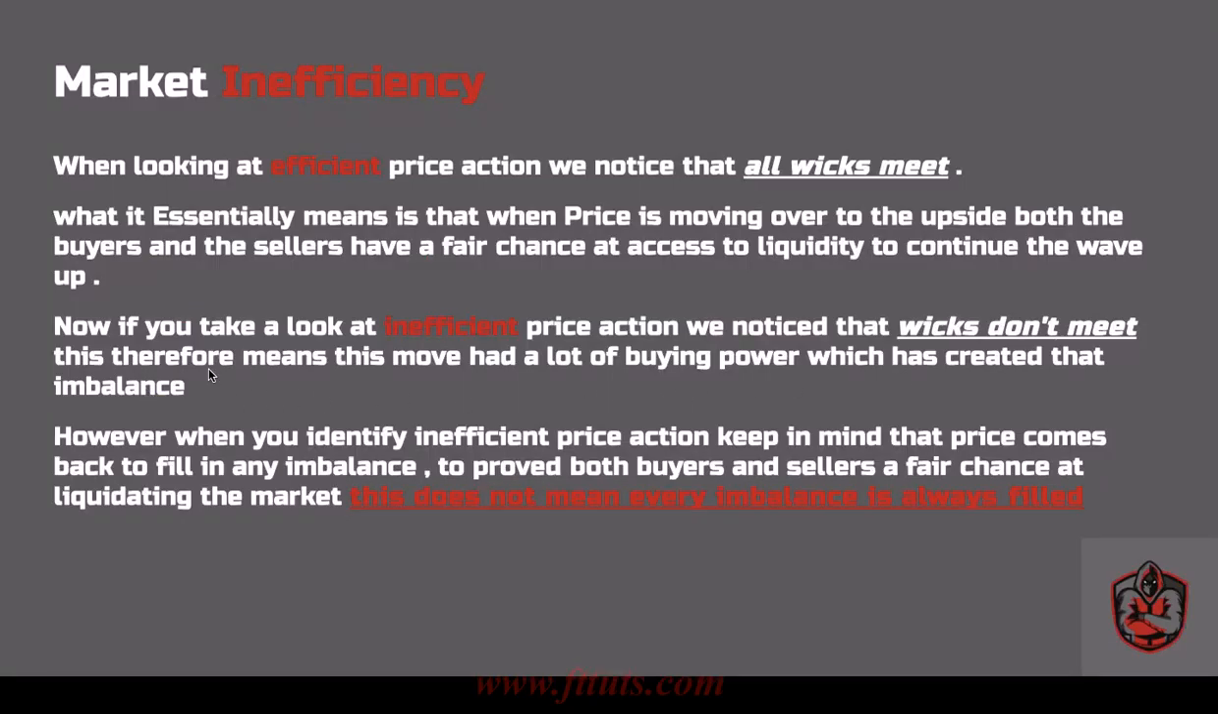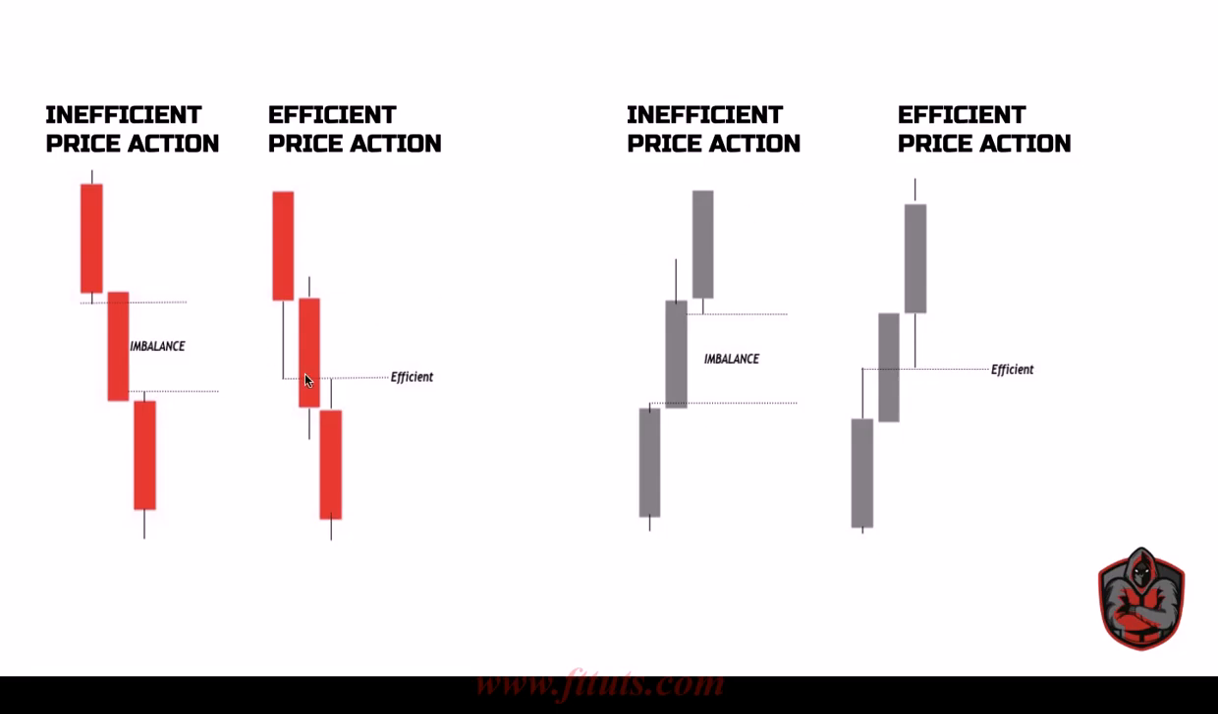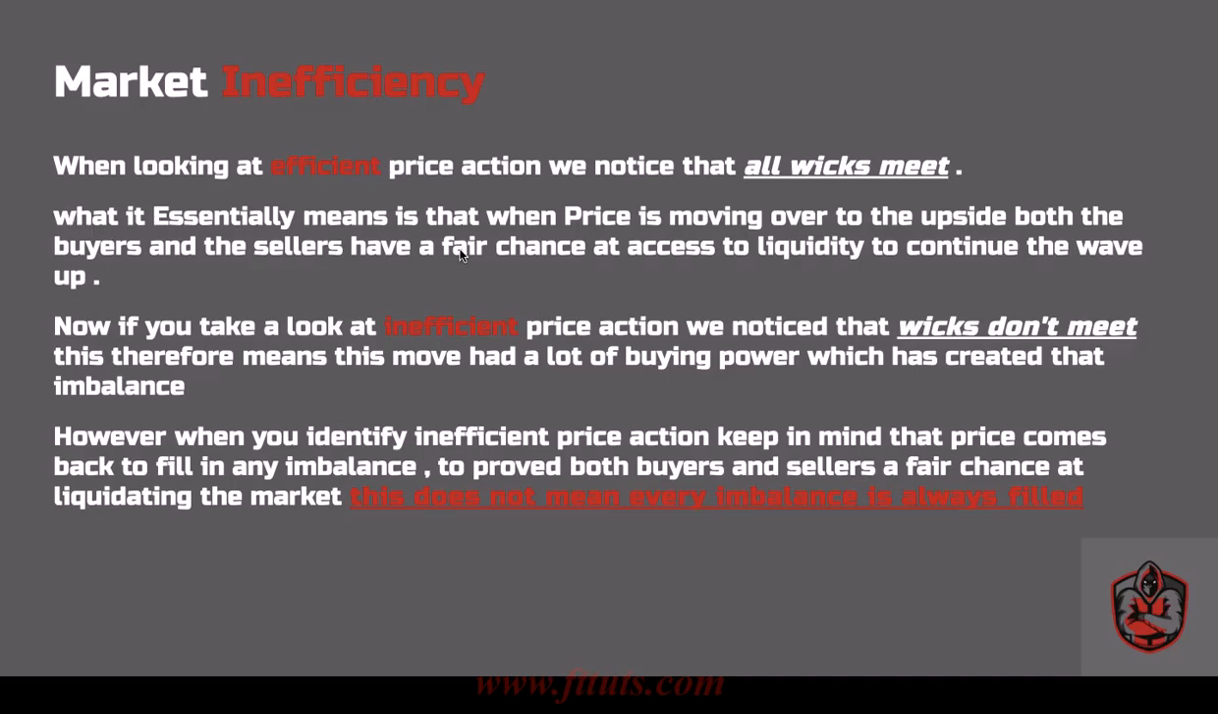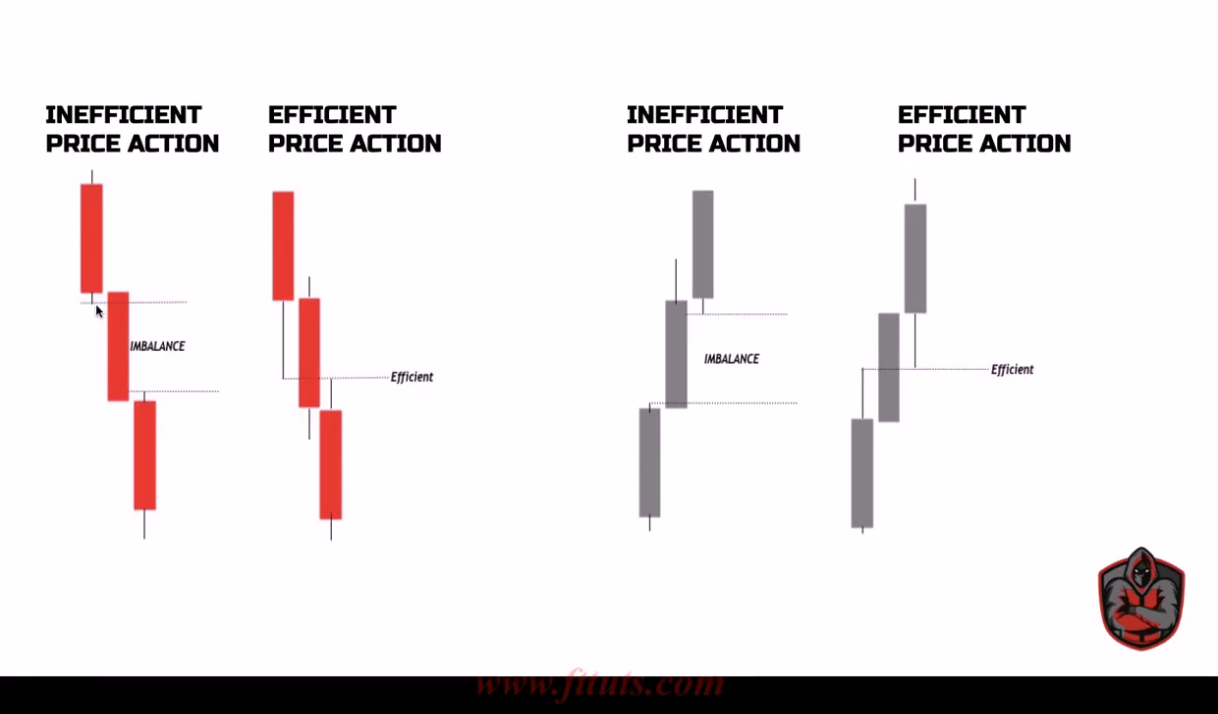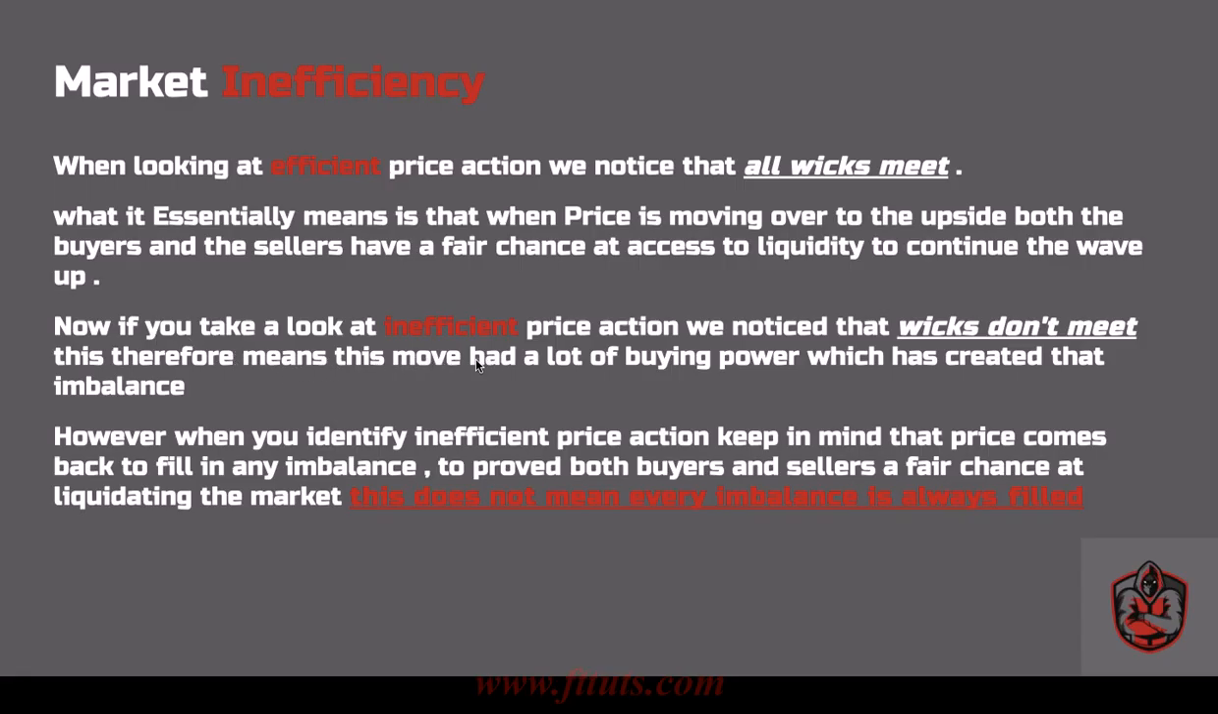So now if I go back and read over it again, I hope it makes sense. When looking at efficient price action, we notice that all wicks meet. Just like the example here, the wicks meet, right? What that essentially means is that when price is moving over to the upside, both buyers and sellers have a fair chance at access to liquidity to continue the wave up. Now, if you take a look at inefficient price action, we notice that the wicks don't meet, just like the example. This therefore means that this move had a lot of buying or selling power, which has created that imbalance.